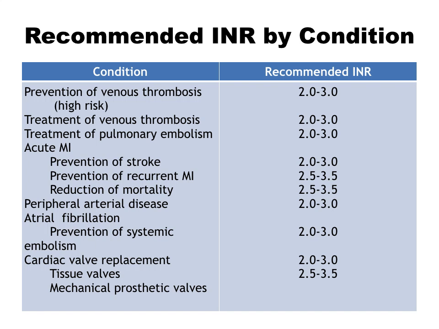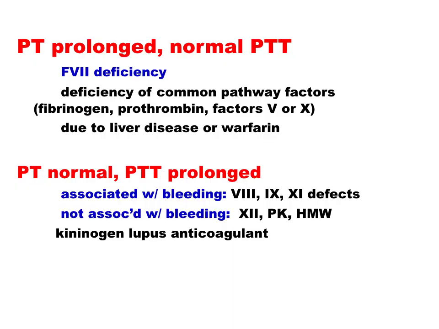So if you have a patient who had acute MI and you want to prevent recurrent myocardial infarction, you should maintain the INR at 2.5 to 3.5. The same thing holds true for the rest of the conditions listed here.